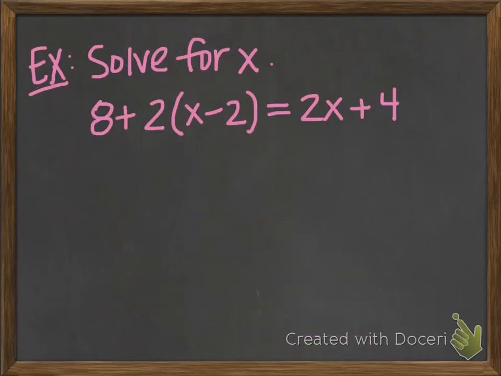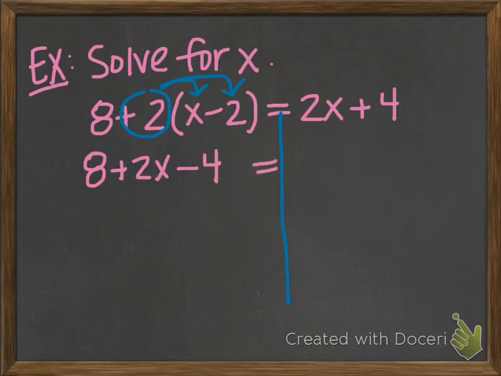All right, here's our last example. So we're going to draw our line. We're going to use our 6 steps and see what happens. Step 1 says distribute when you have parentheses, which we do. The number in front is a positive 2. So we're going to multiply that by x and times negative 2. All right, let's bring down everything else. So we're going to bring down the 8. Now let's distribute. 2 times x is just positive 2x. 2 times negative 2 is negative 4, and that equals 2x plus 4 on the right.